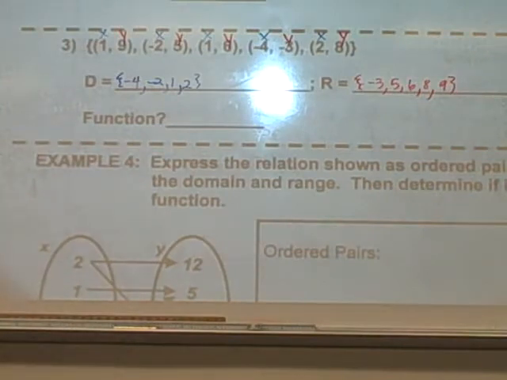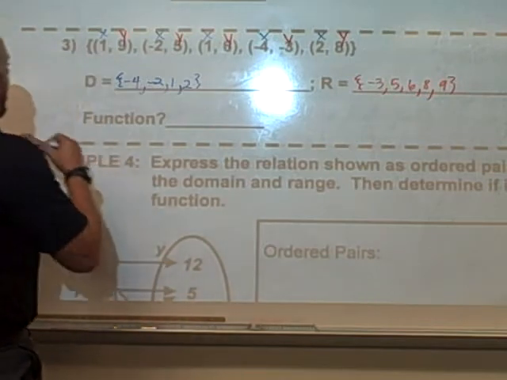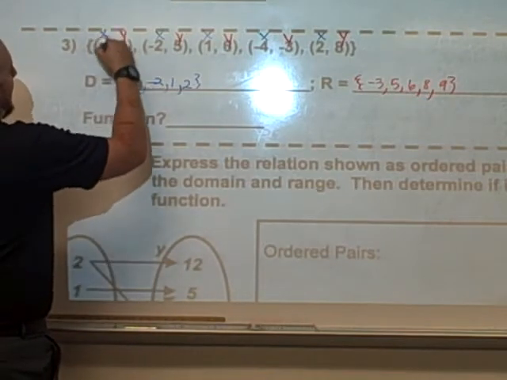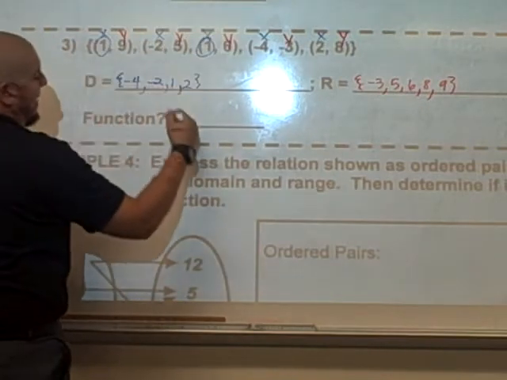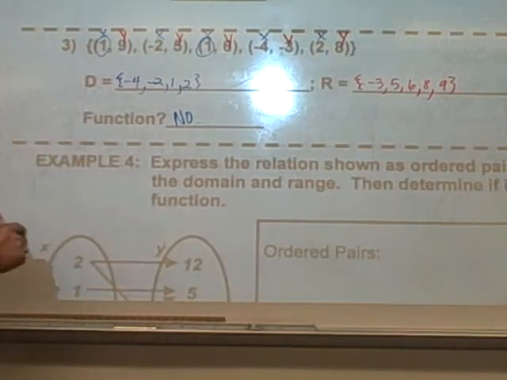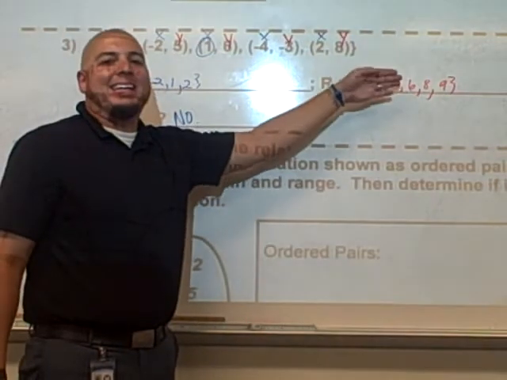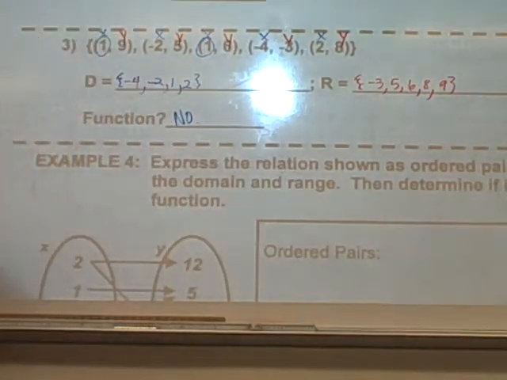You should have already figured out that it's not a function because in my coordinates, I see that the x value 1 repeats. Because it repeats, it makes it not a function. It is not a function. Notice none of my y values repeat, but that does not have any bearing. It's only my x values I'm concerned with.